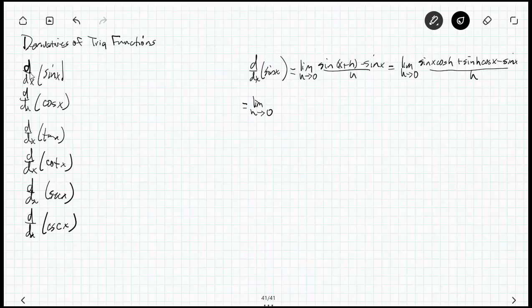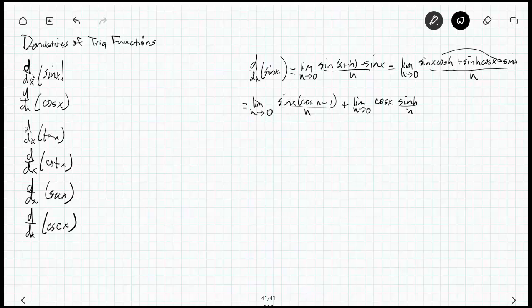So what do I want to do? I'm going to factor out, what should I factor out? Well, if I group these two terms right here, can't I write this as the limit as h goes to 0 of sine of x times cosine of h minus 1 over h, right? Common denominator, plus the limit as h goes to 0 of cosine of x times sine of h over h.